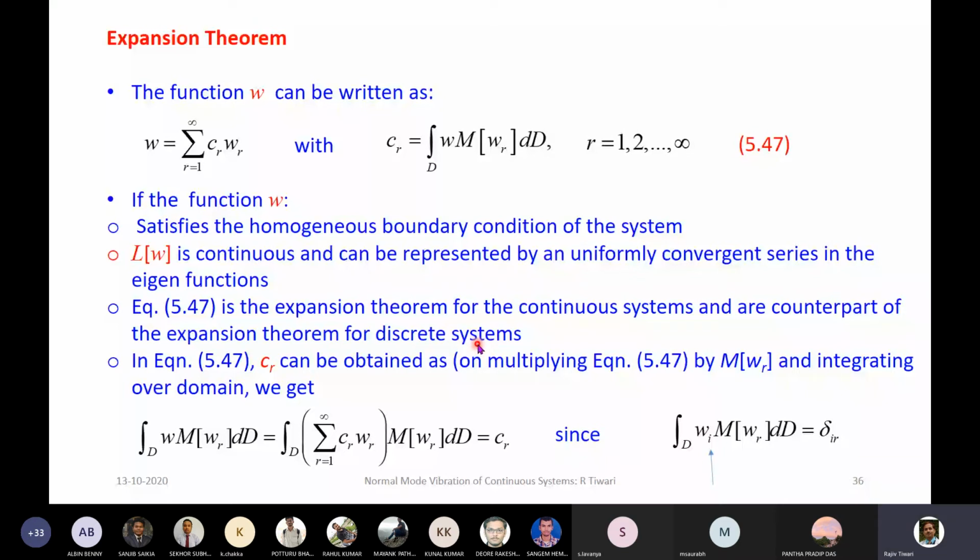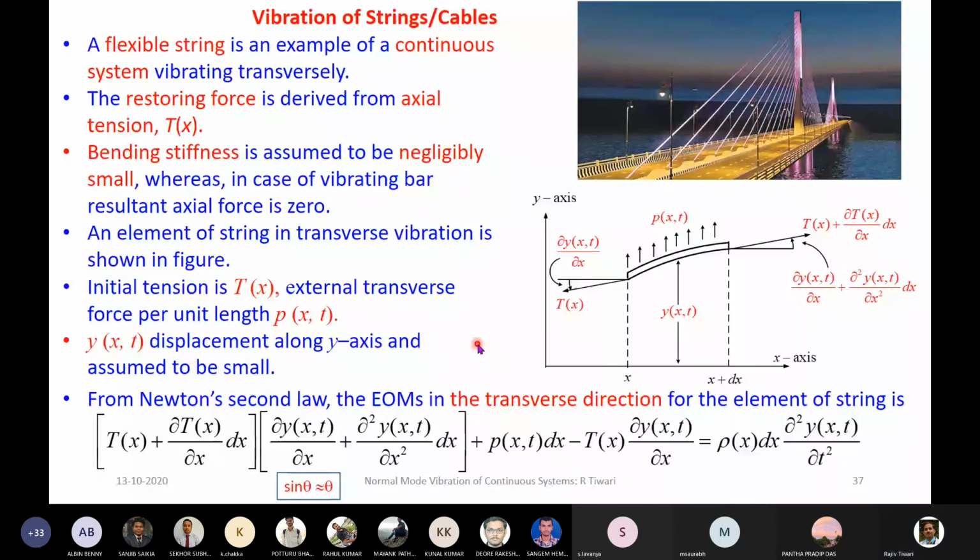After this, I think I'll take up a simpler system, the string or the cable. Okay, so here I'll just stop for a while if you have questions, and then I think I can take this up in the next class.